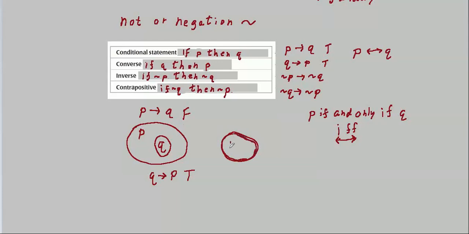So that P and Q would, taken as two sets, be right on top of each other, so to speak. In other words, there is no overlap. There's nothing outside of Q that would be P, and there's nothing outside of P that would be Q.